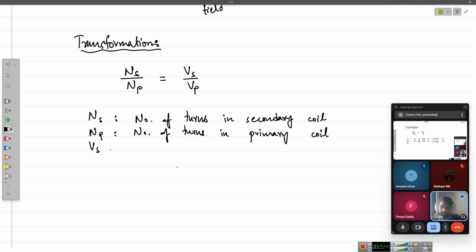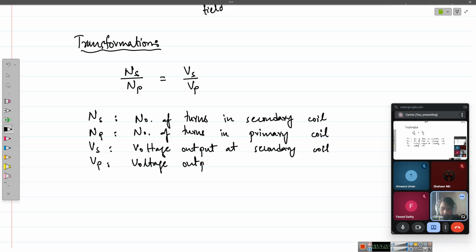Vs is the voltage output at the secondary coil, and Vp is the voltage input at the primary coil.